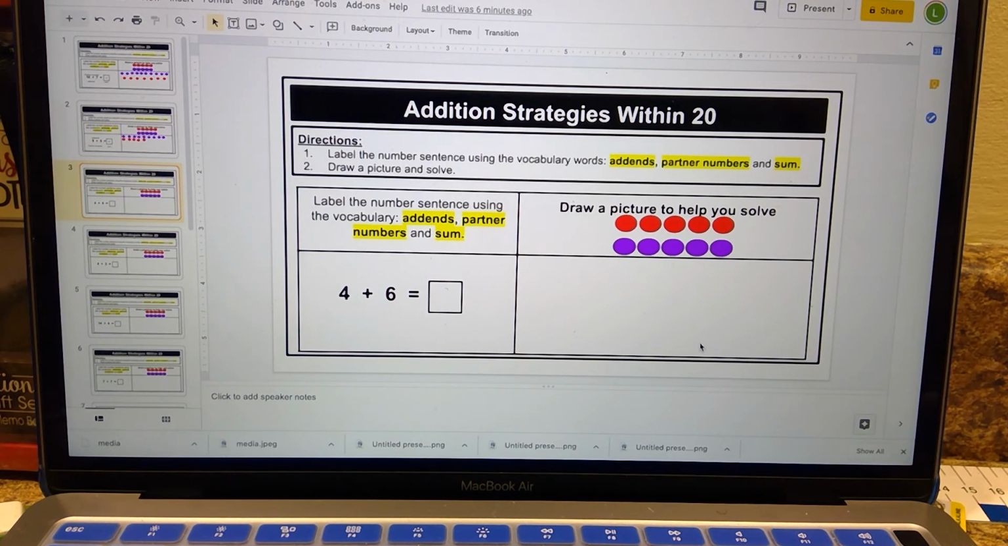If you're done, make sure you check over your final answer. Make sure you have a row of 4 counters, a row of 6 counters, and we're adding them together to see what we get. Also, make sure you label where your addend is, where your partner number is, and where your sum is over on this side of your board, or on your paper, should I say.